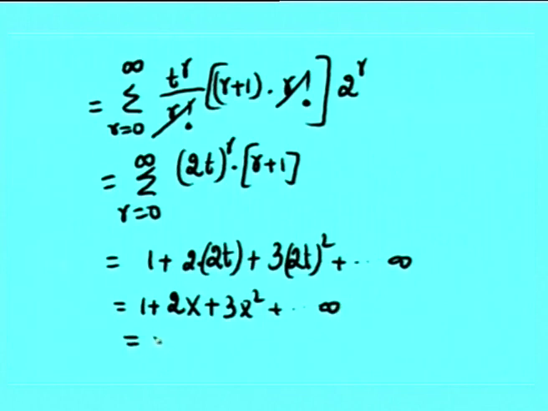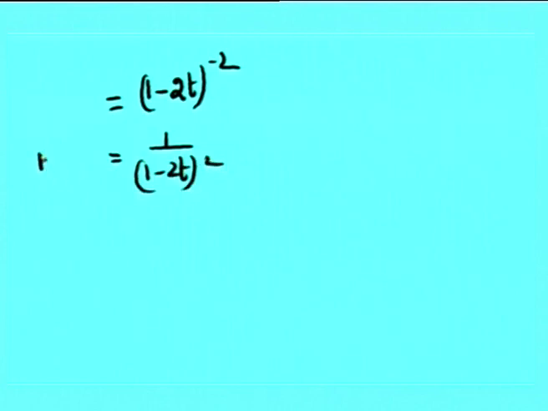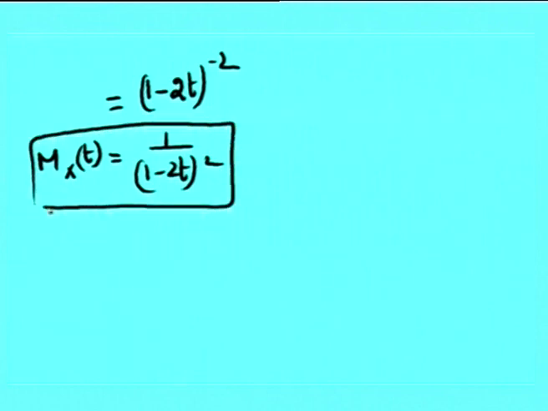What does this summation stand for? It is (1 minus x) whole power minus 2, where x is equal to 2t. So, we have (1 minus 2t) whole power minus 2. This is 1 by (1 minus 2t) whole square. So, this is the moment generating function required when the moments are given as (r plus 1) factorial into 2 power r.